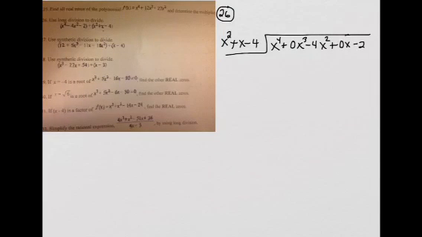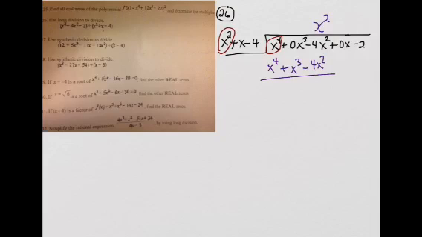Okay, so I set up number 26. Notice how we have to add a 0x cubed and a 0x because those are missing powers of the polynomial. So we look at the leading term, which is this one right here and this one right here. So x squared times what gives you x squared? So that's what we write up here. And so we multiply the x squared with the divisor. So that's x to the 4th plus x cubed minus 4x squared.